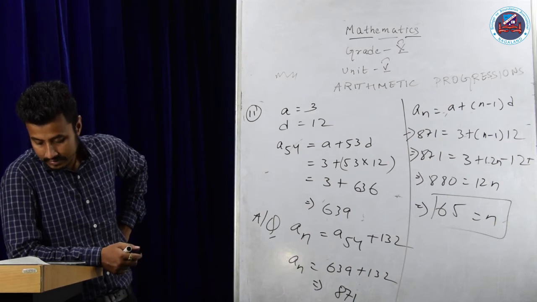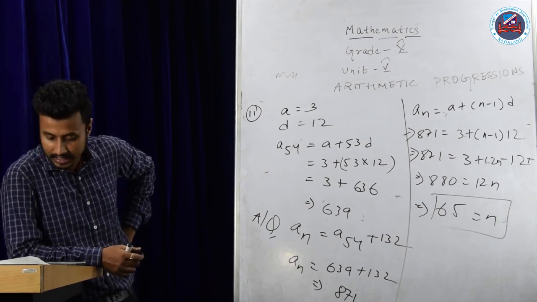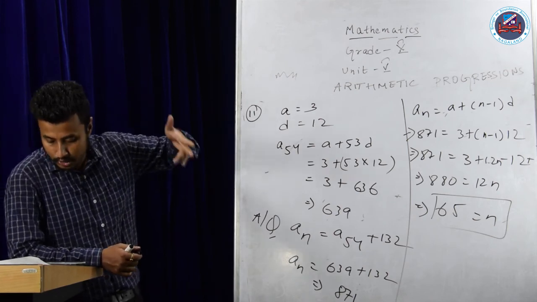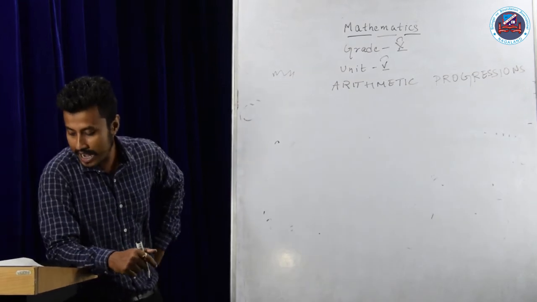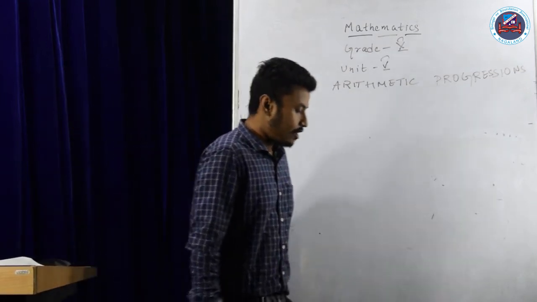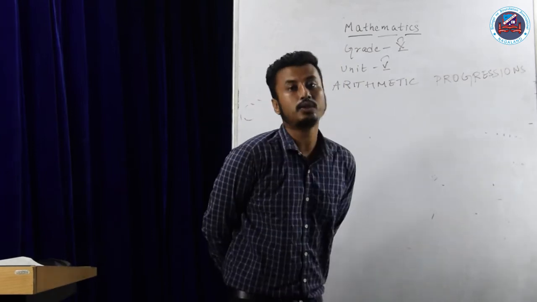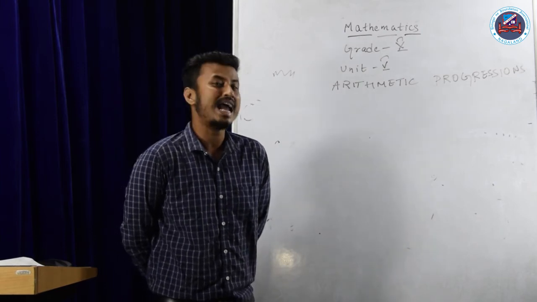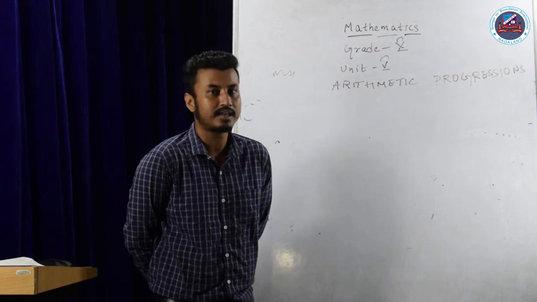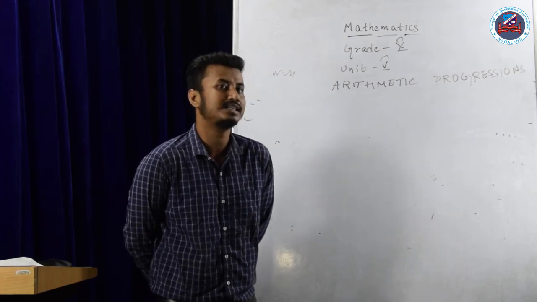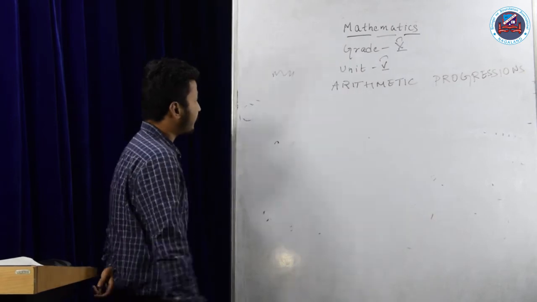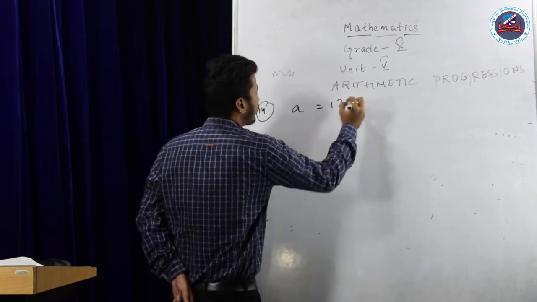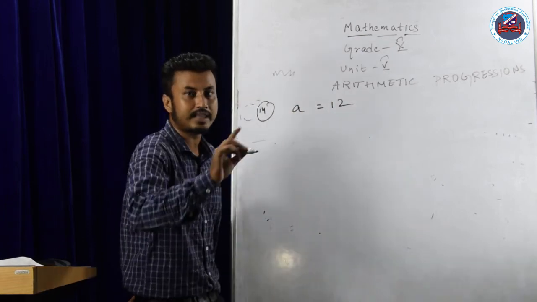Question number 13 and question number 14 are both kind of the same. I will do one question out of these two. Let me do question number 14. How many multiples of 4 lie between 10 and 250? You have to find out how many numbers are there. What is the first multiple of 4 lying between 10 and 250? The first multiple is obviously 12.